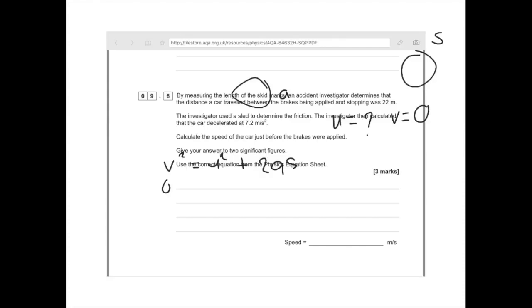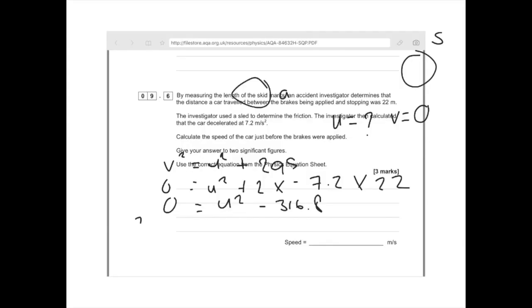So it's literally 0 squared, which is 0, equals u squared plus 2 times minus 7.2 times the distance, which was 22. So 0 equals u squared minus 316.8. How do we get u squared by itself? Well, add it to both sides. So 316.8 equals u squared, and then square root that answer in order to calculate your u. So u will equal 18 to 2 significant figures.